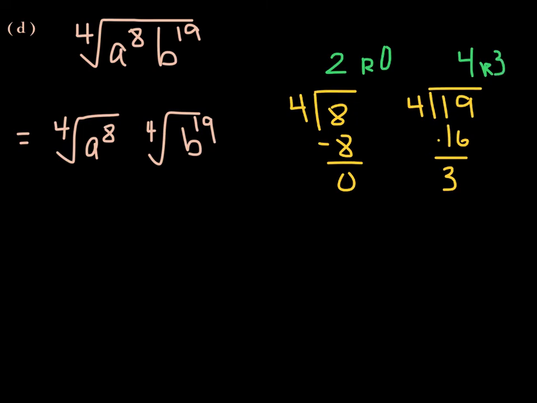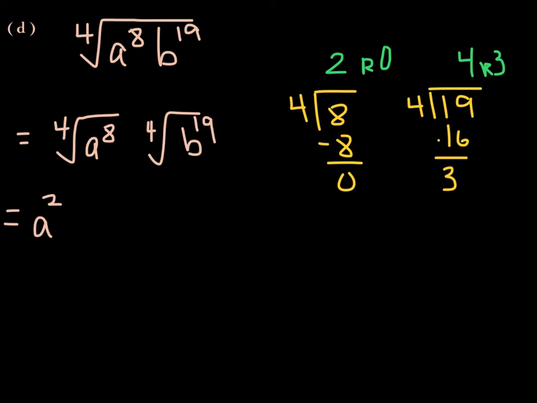The quotient, remember, represents the power that's on the variable that is outside the radical, all right? So then I'm going to have a to the power of 2. And notice that 0 is the exponent for the variable that's underneath the radical. And so there will be no more a's underneath the radical because a to the 0th power is just 1. So that's it for that.